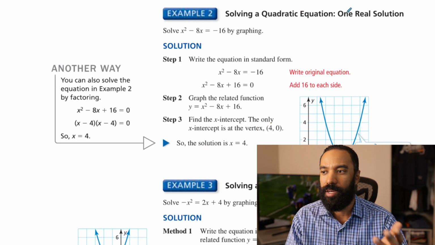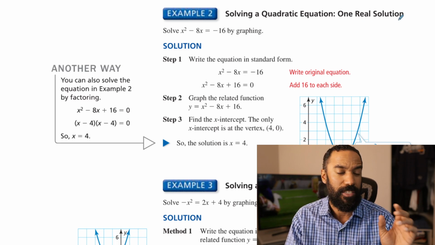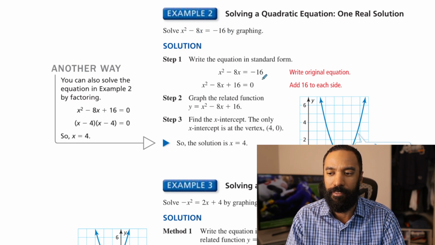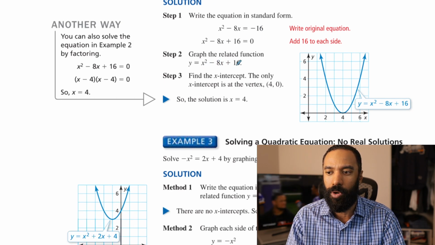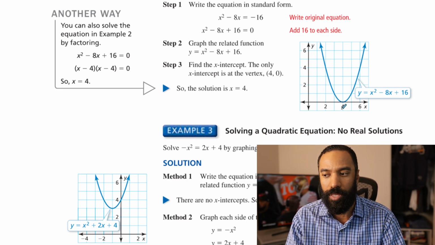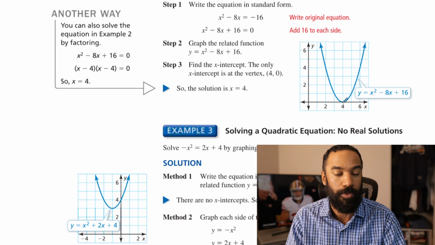Alright, so let's look at another one. Now this one only has one real solution this time. Last time we had 2 solutions because it crossed the x-axis twice. This time when we solve this by graphing, we're going to add 16 over to the side. We're going to graph this guy here the way that we do, and the graph happens to look like this. Now this only crosses the x-axis once at x equals 4.